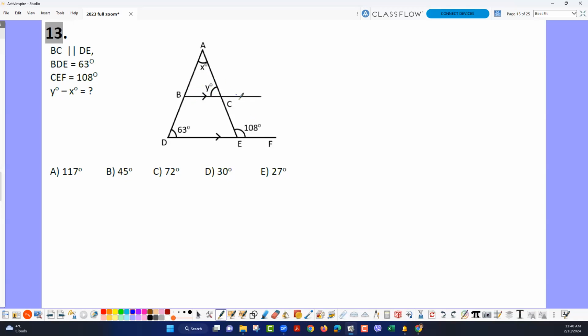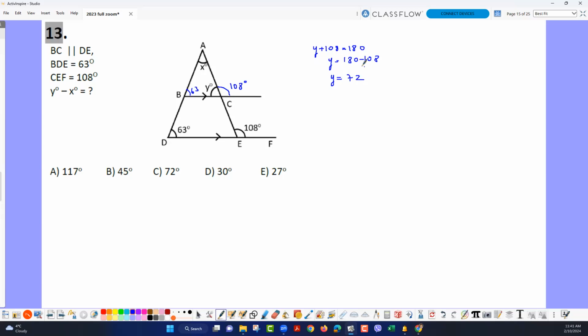And here corresponding angles are equal to each other, which means that this angle should be equal to 108 degrees, and this angle should be equal to 63. So in the triangle ABC, I can find the other x and y. Firstly, I can find the y value, because y plus 108 is going to be equal to 180 degrees. They make a straight line, which means that y is equal to 180 minus 108. y is equal to 72.